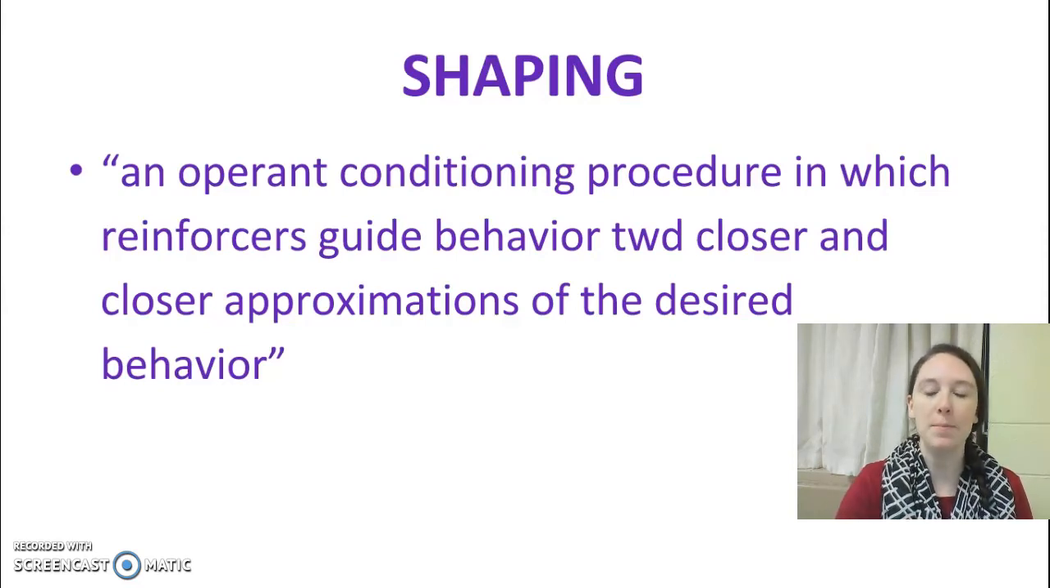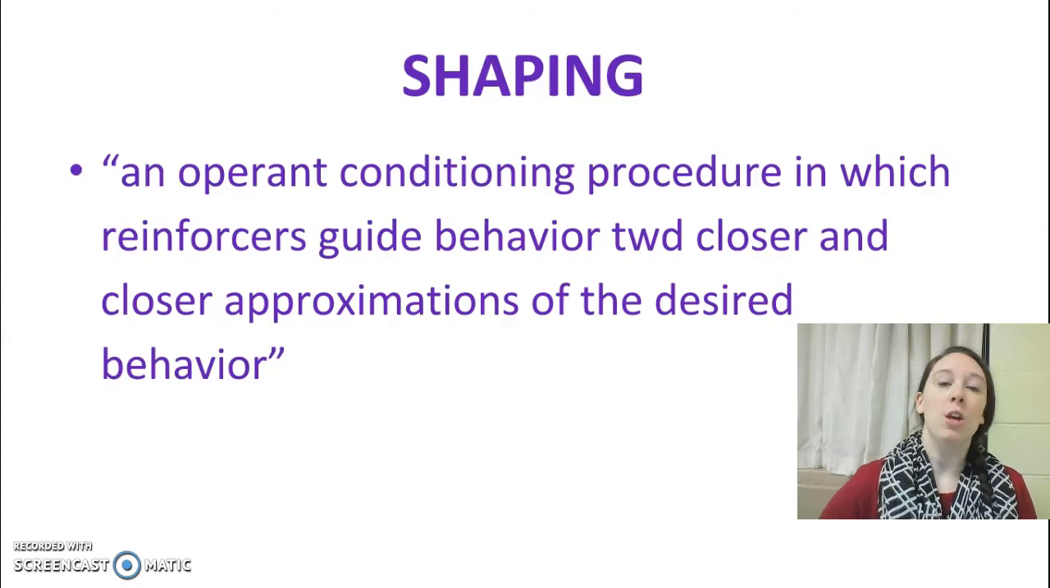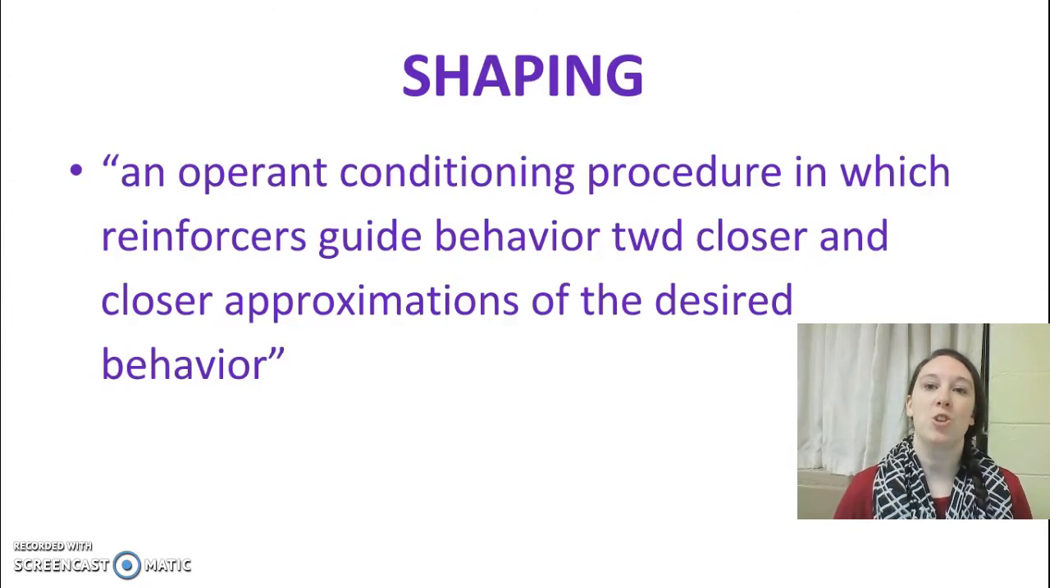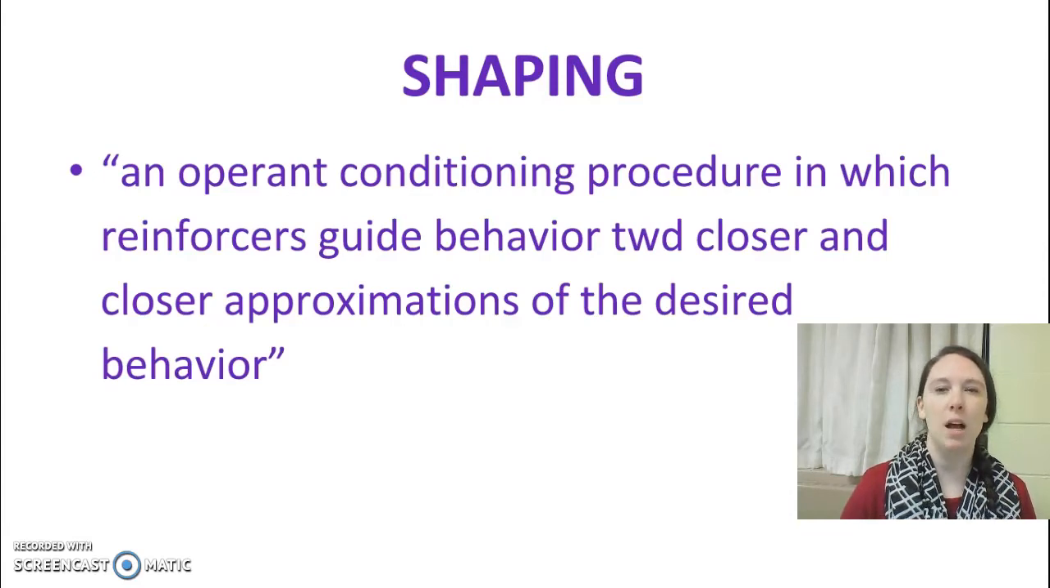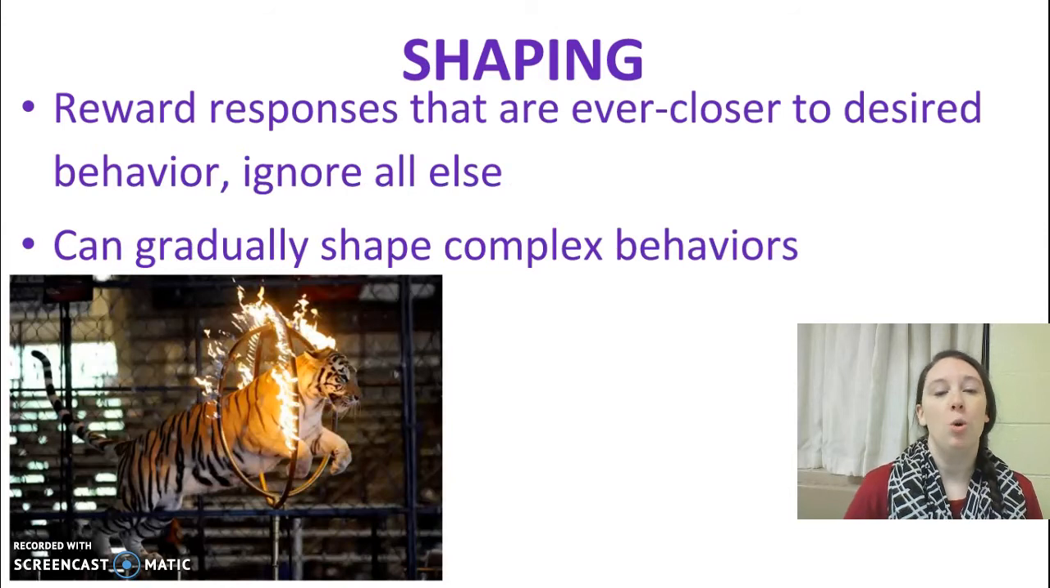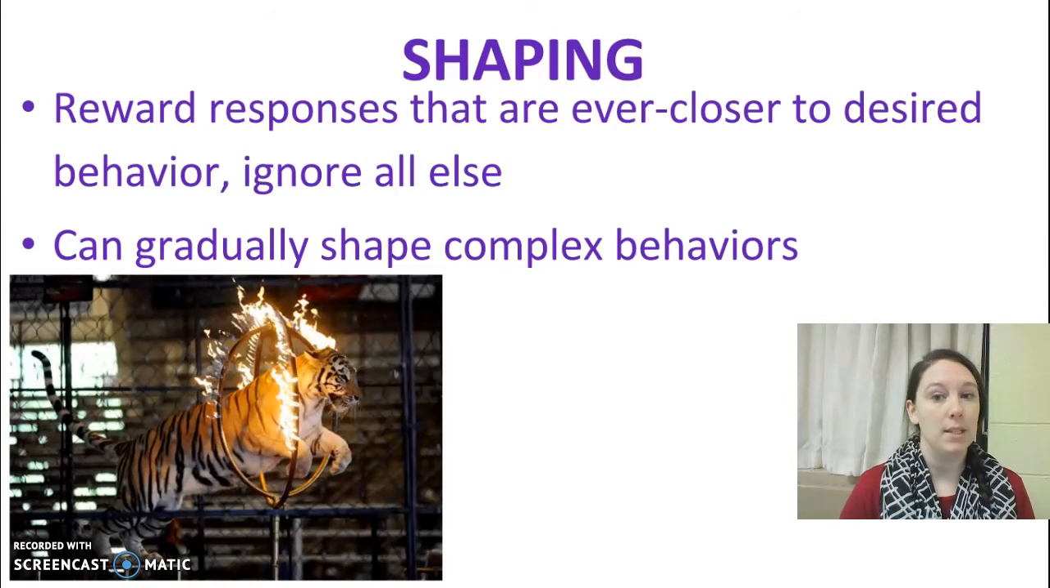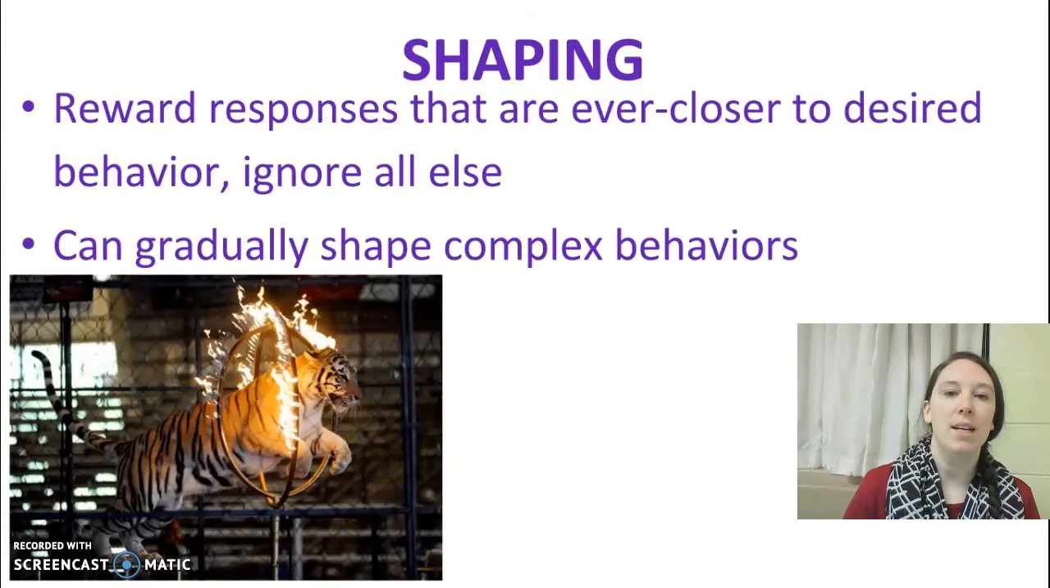And then this final portion, closer and closer approximations of the desired behavior, I think that's where things get the trickiest. But all it means is in order to shape a really complicated behavior, you need to start somewhere, right? And so first you reward a behavior that's even in the ballpark of the behavior you're looking for. Once the learner is able to master that, well, then you up the ante, you raise the bar, and you ask them to do a behavior that's a little bit closer to what you actually want. And you keep nudging them closer and closer to what you want them to be doing fully. So with shaping, you're going to reward responses that are ever closer to the desired behavior, and you're going to ignore everything else.